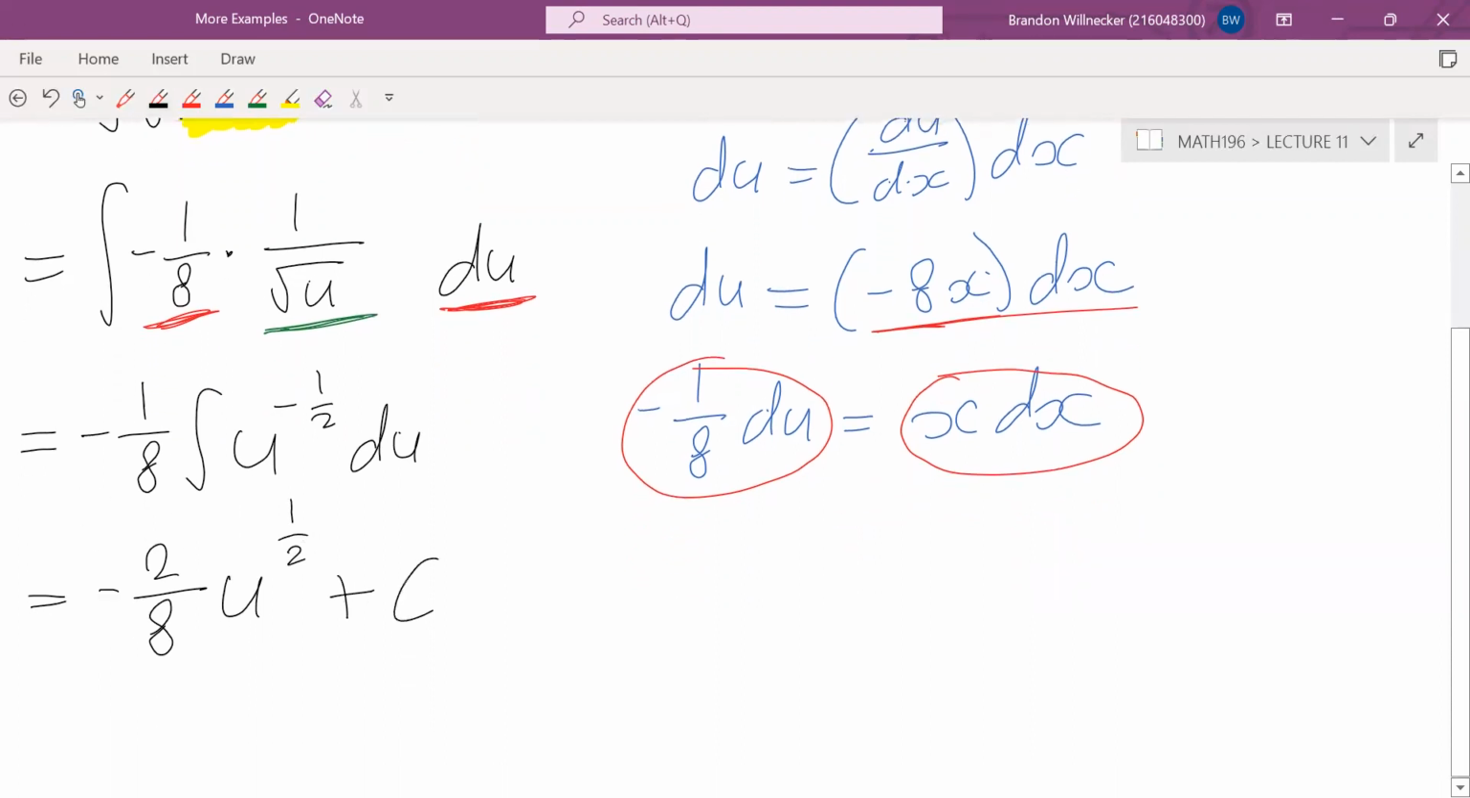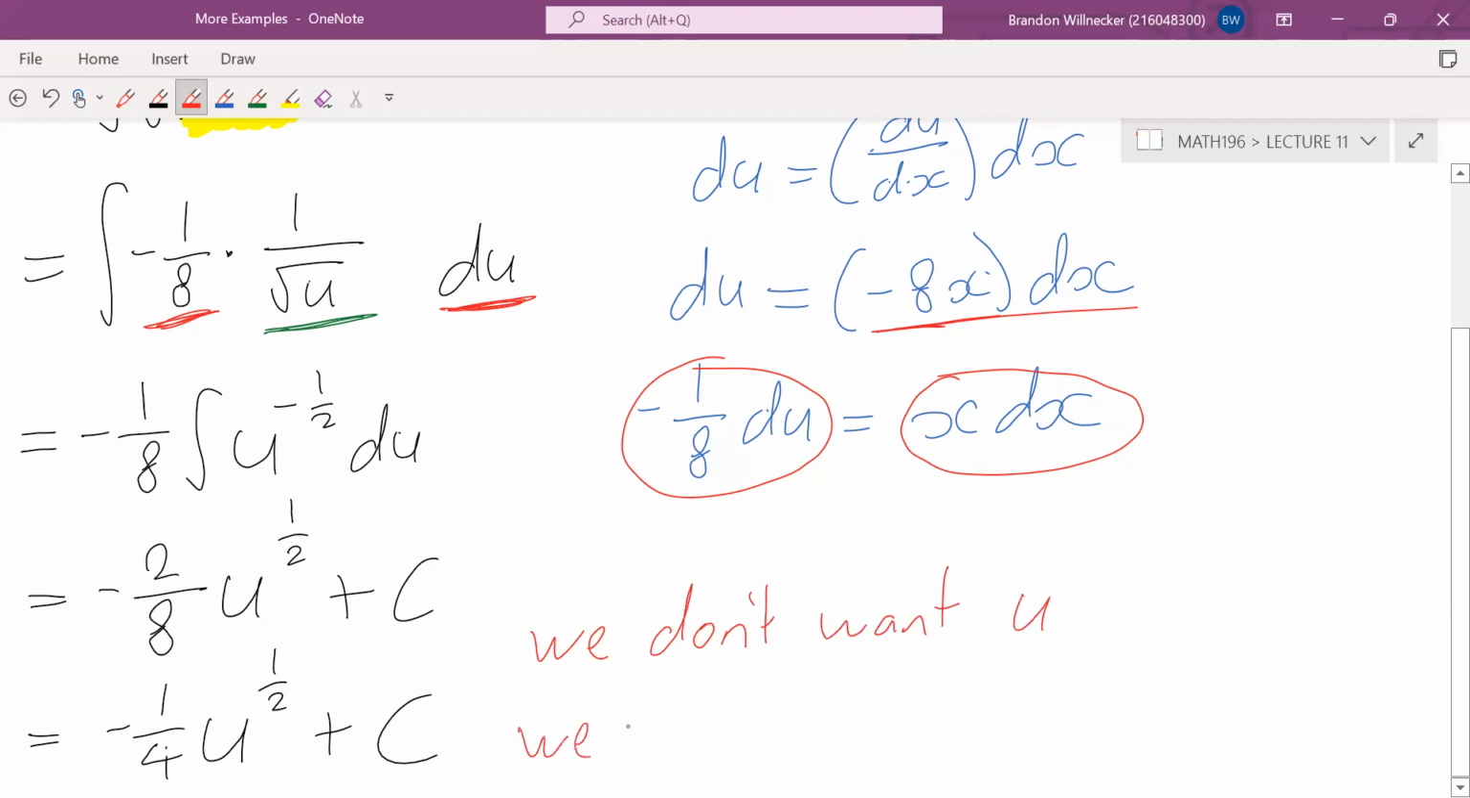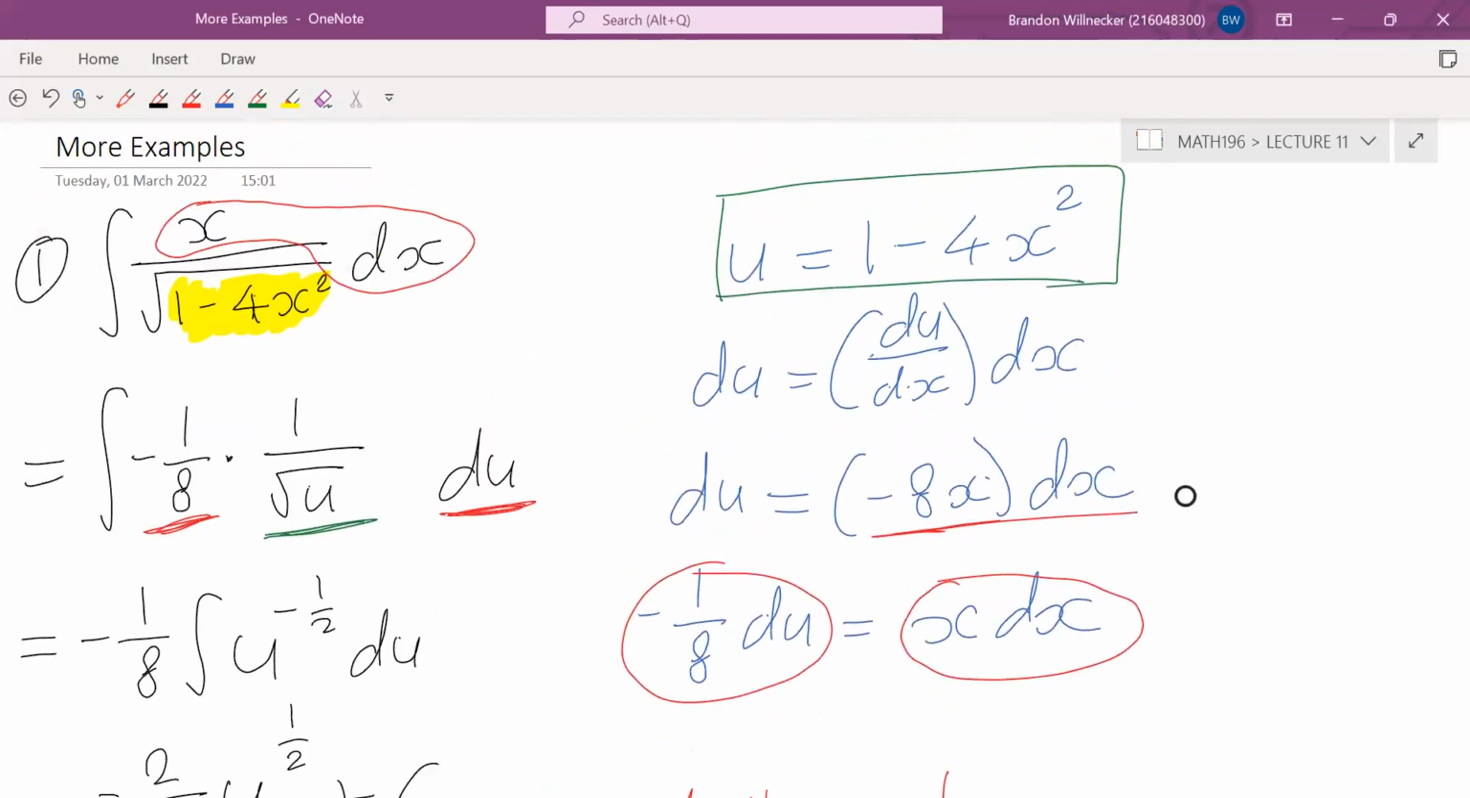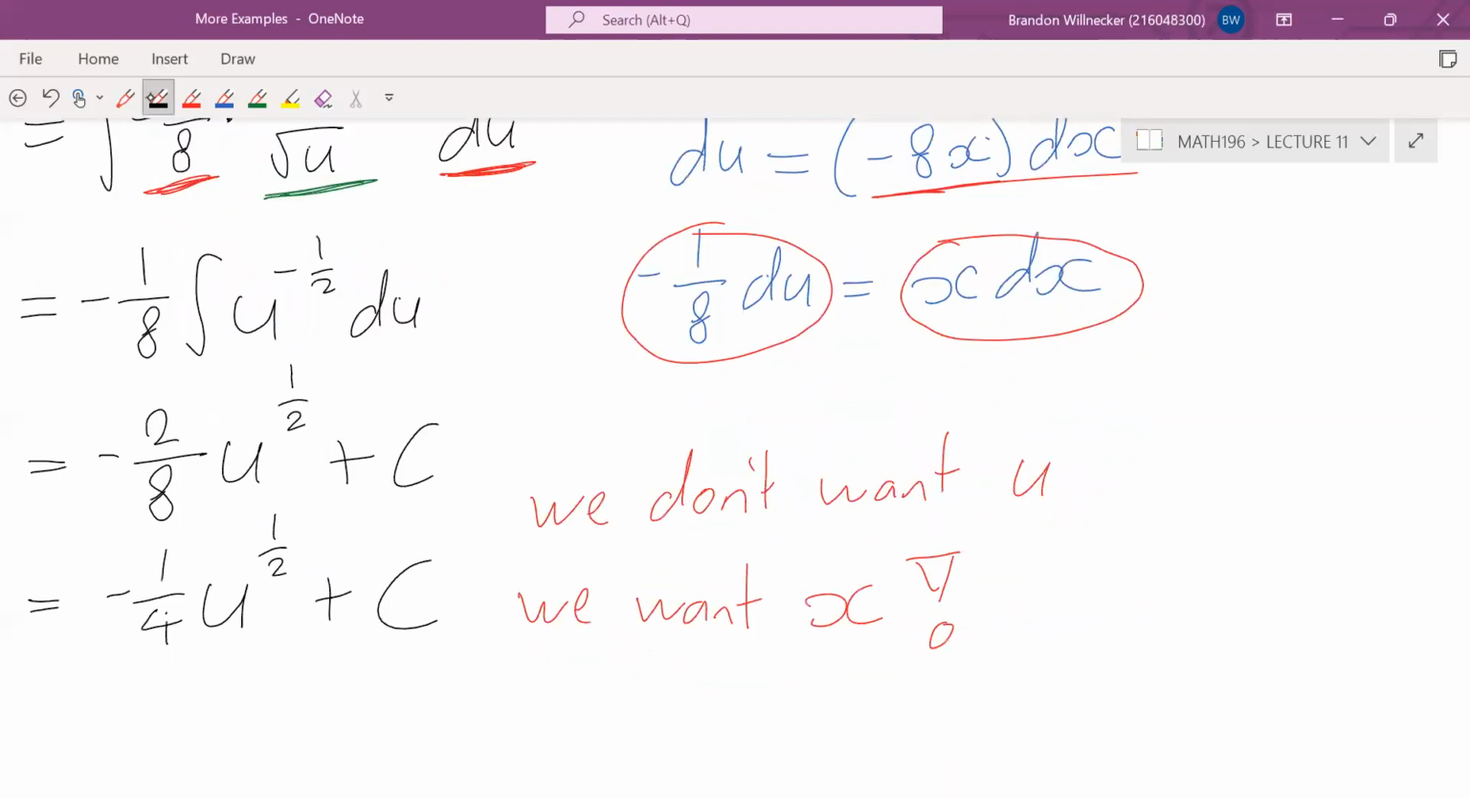Okay, we can simplify this a bit more. So we're going to get minus 1/4 u to the 1/2 plus c, but we're not done yet because we don't want u, we want x. So this u variable needs to be replaced with x. How do we do that? Well, u is equal to 1 minus 4x squared. So let's just substitute that directly.